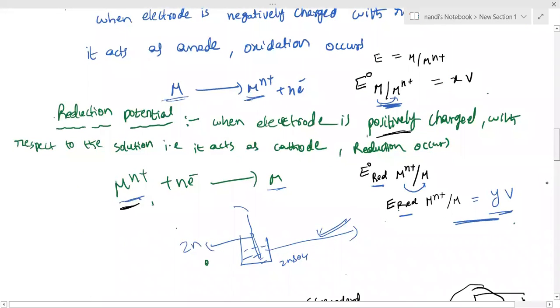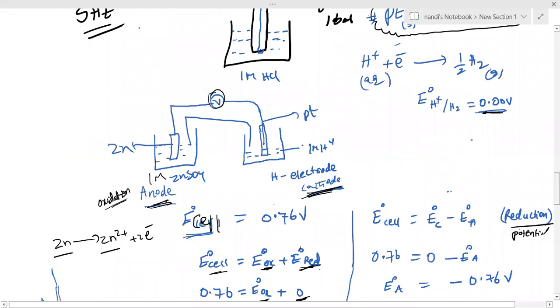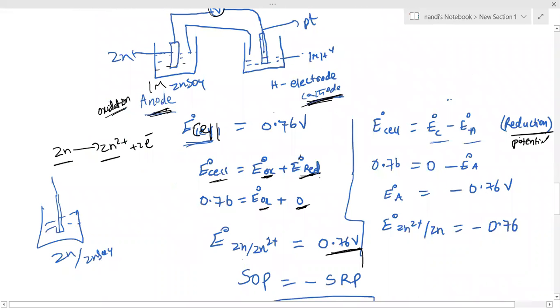Now come back. I think you remember the formula: E naught cell equals E naught cathode minus E naught anode. What is the anode and cathode in this cell? Zinc acts as anode and hydrogen acts as cathode. The cathode value is 0, because hydrogen is our reference. So E naught anode equals minus 0.76 volt. This is the reduction potential.